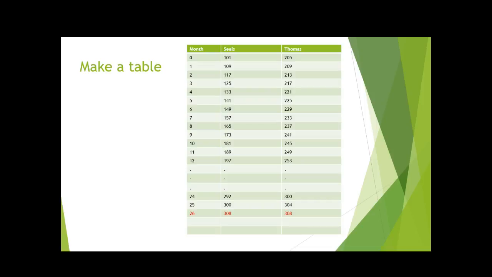If we want to make a table, what we do is list 3 different columns. The month, it's October, and then go down the list. And we make a column for Seals. Each month we list out how much Mr. Seals weighs. And then Mr. Thomas' column lists out how much Mr. Thomas weighs. And we could go down the list, go down to 12. We'd have to go really, really far, skip a few so that it fits onto the PowerPoint. Finally get down to 26 months later, and they weigh the same, 308 pounds.